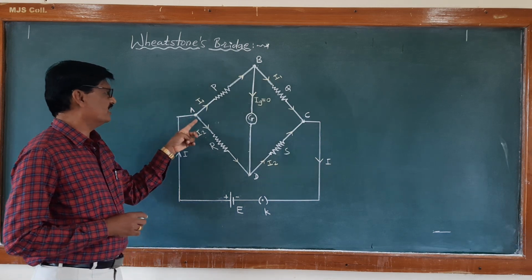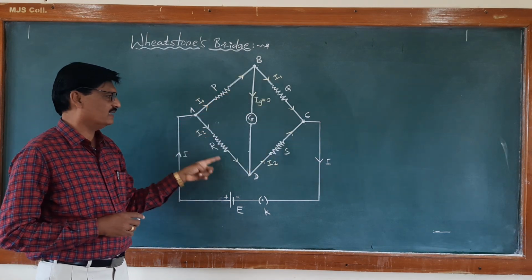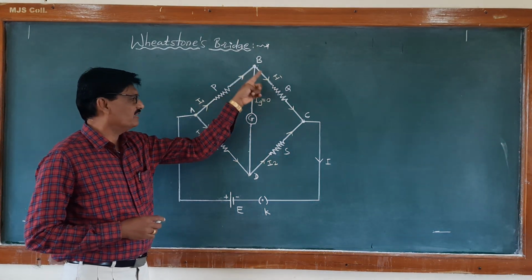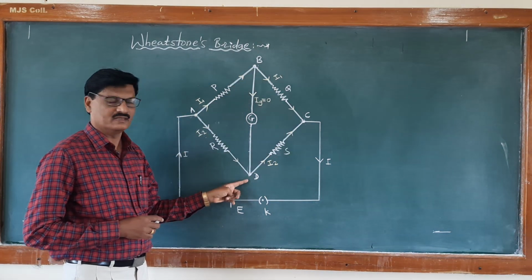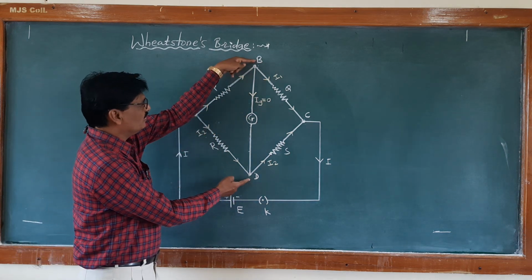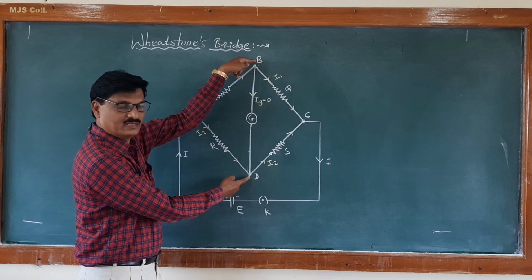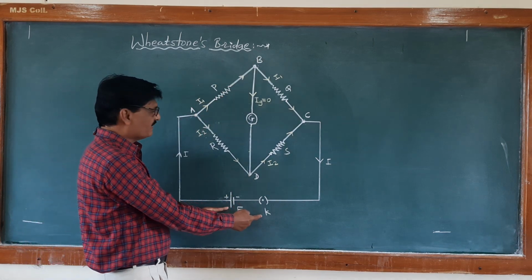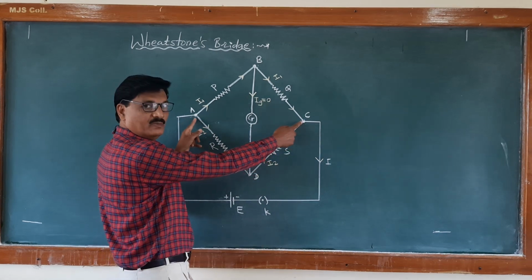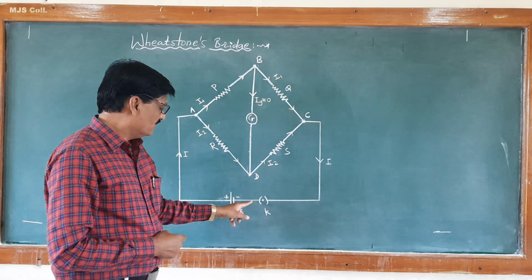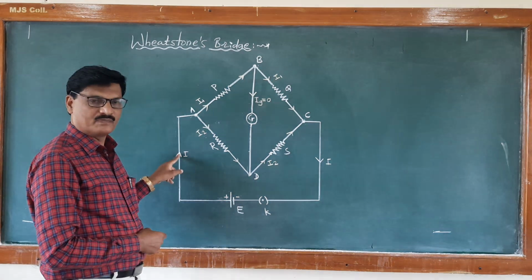In this Wheatstone bridge, four resistances are connected in the form of a closed circuit across the points A, B, C and D. Here, a galvanometer is connected between points B and D, and a battery of EMF E and a key are connected across point A and point C. When the circuit is closed, current flows through the circuit.